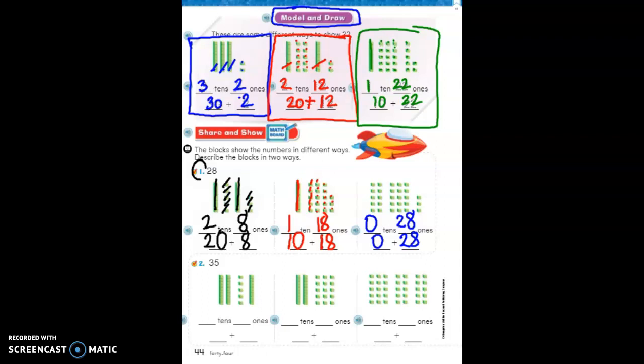All right, we're looking at number 2. I want you to go ahead and count your tens and ones for this one, this first section here. For this number, 35. The number is 35, so go ahead and count them.